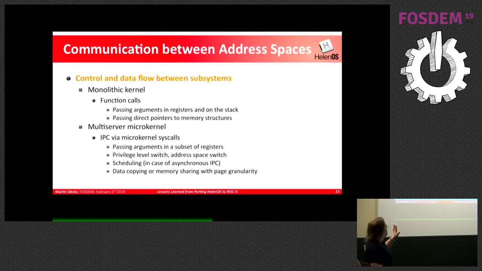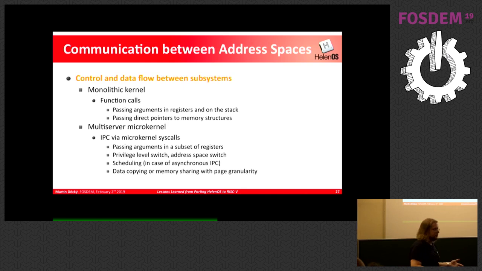So for example, we would like to optimize the IPC itself. Where's the problem? In a monolithic system, if one subsystem is calling into a different subsystem, all it does is a normal function call. So there is some passing of arguments in registers or on stack. And the code is free to pass direct pointers to data structures. So this is efficient and also insecure, for all the reasons we have already discussed. In a microkernel multiserver design, you need to do the IPC, which means that you have to call some kernel syscalls, which will pass some arguments in registers again, but the set of registers you are allowed to use is naturally somewhat limited.